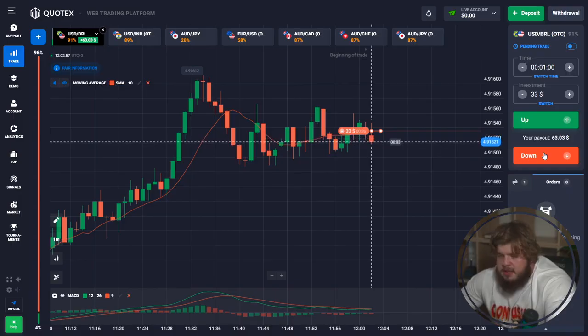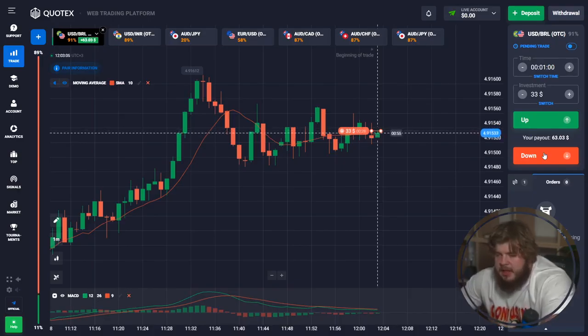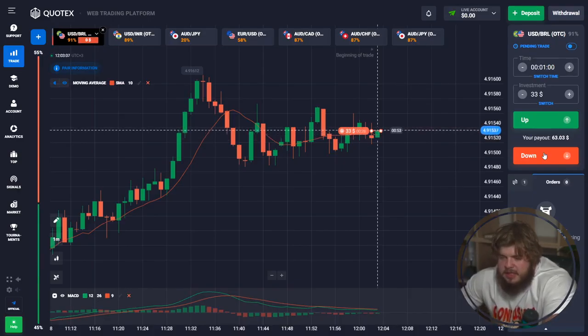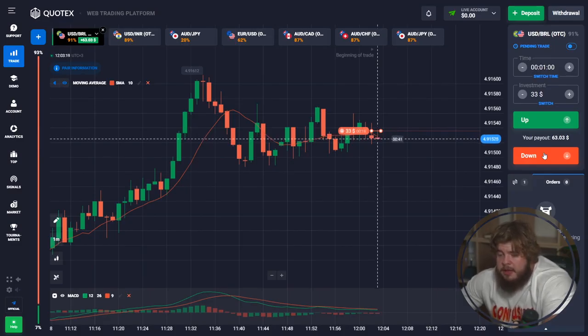So the first trade is opened. This is a sell position according to the MACD indicator. As you can see, the green line is below the red one in the MACD indicator, and that means that price will highly likely go down.